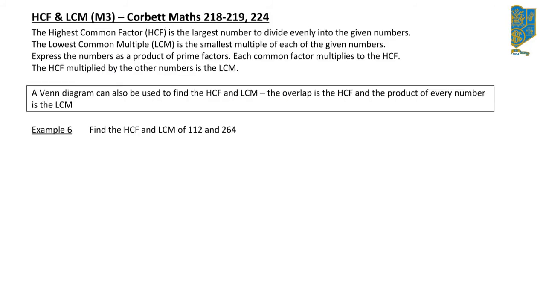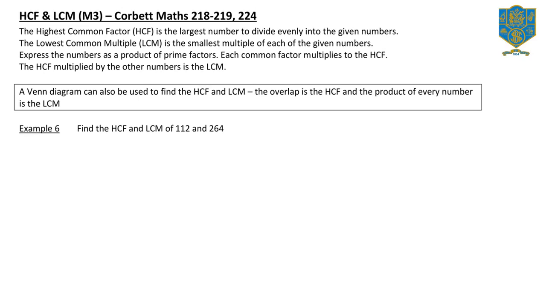The HCF and the LCM. So the highest common factor is the largest number to divide evenly into whatever the given numbers happen to be. The lowest common multiple, or the LCM, is the smallest multiple of each of the given numbers. So the LCM is the number that's bigger than the two numbers, or the three numbers, or however many it has to be, whereas the HCF is a number that's smaller than the given numbers.